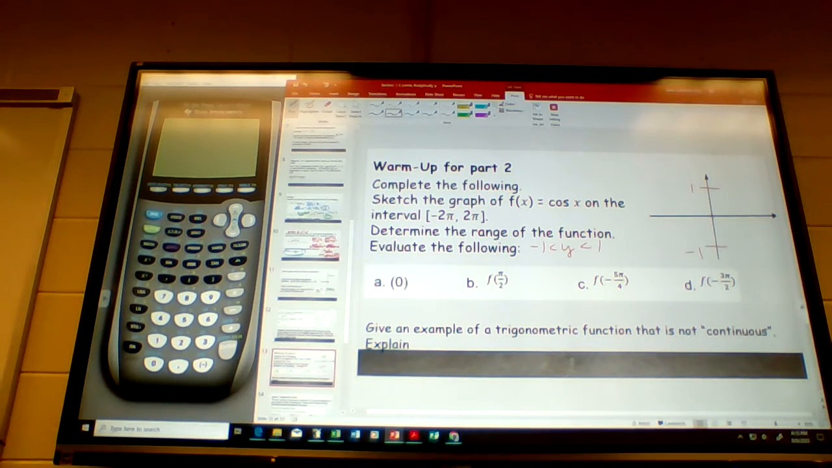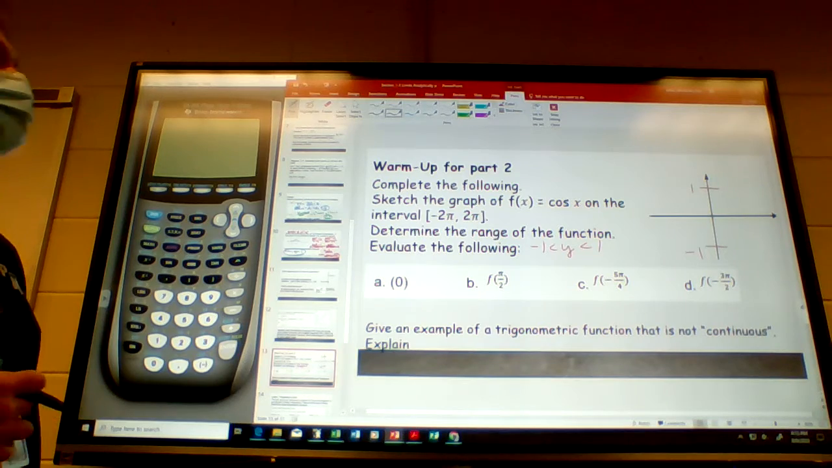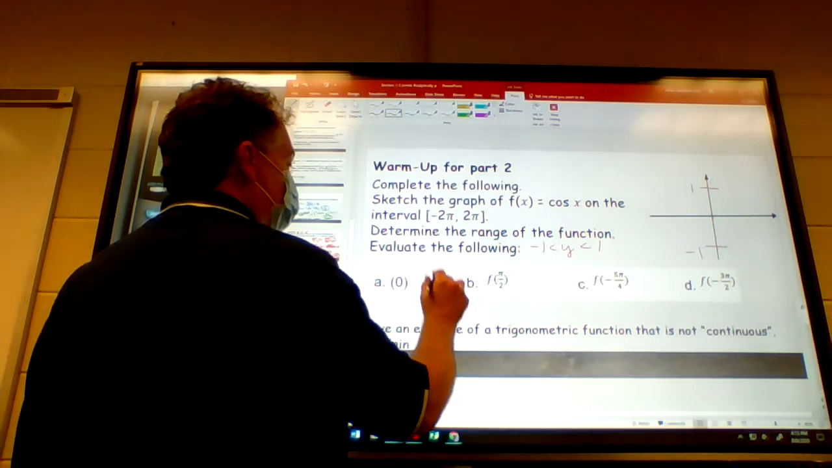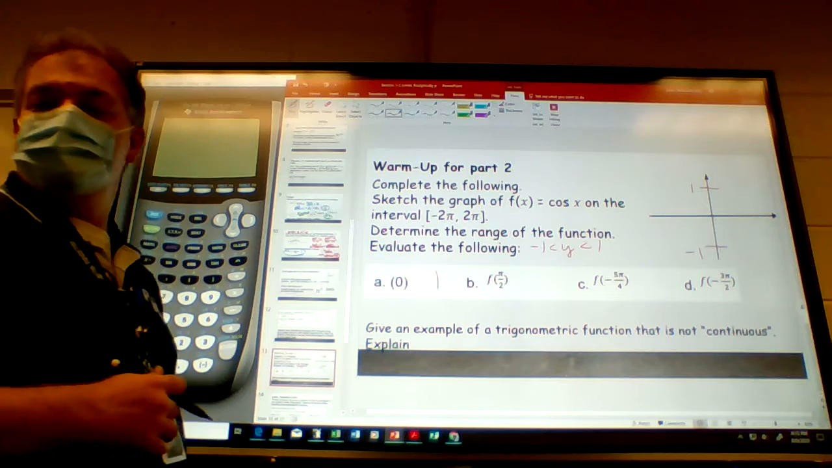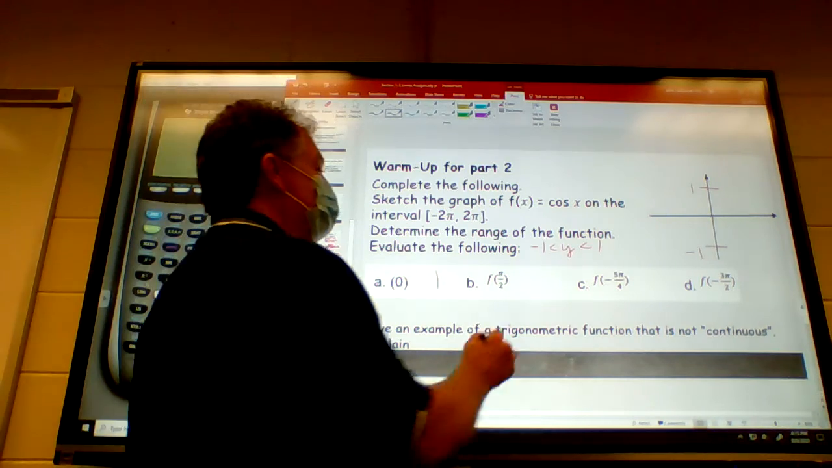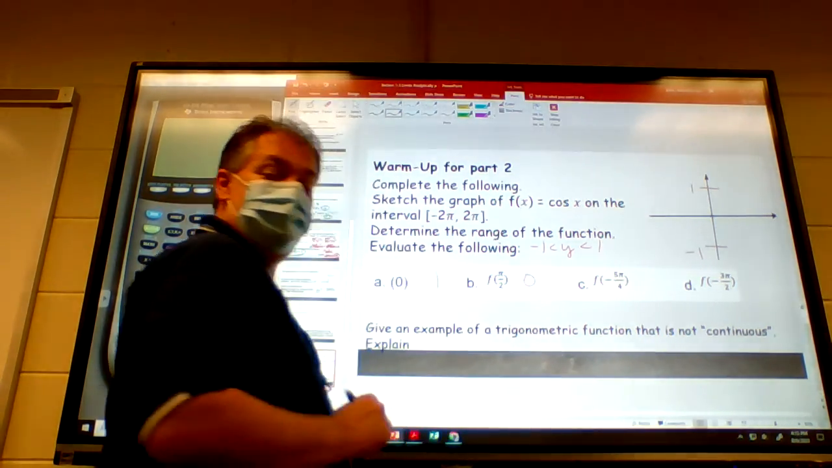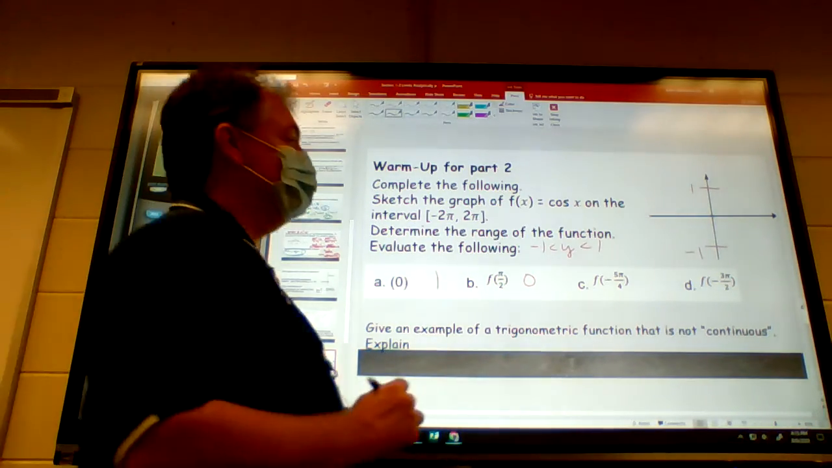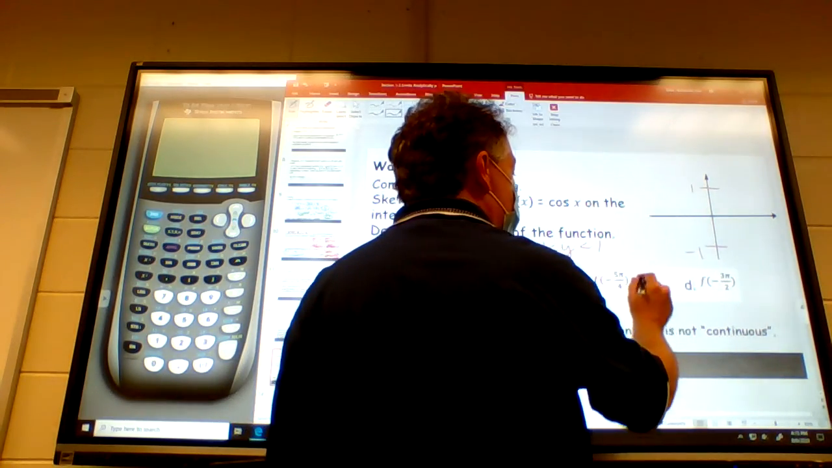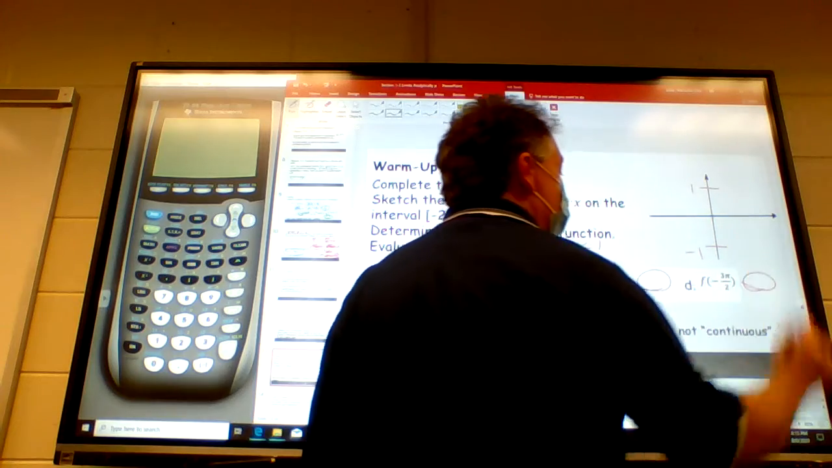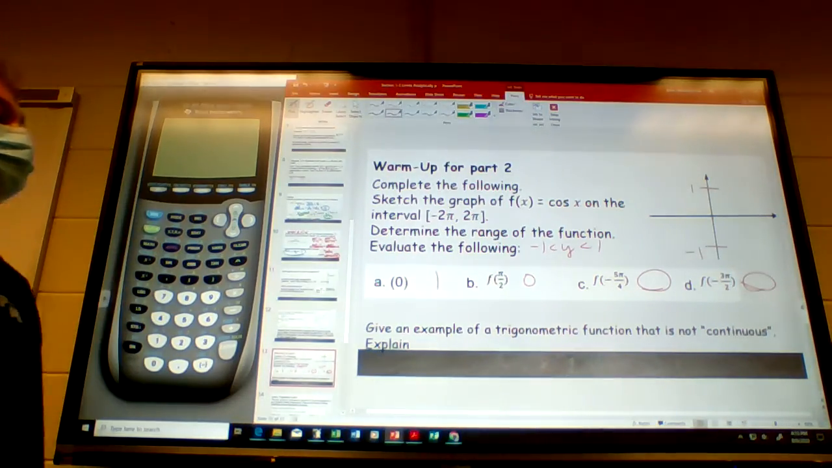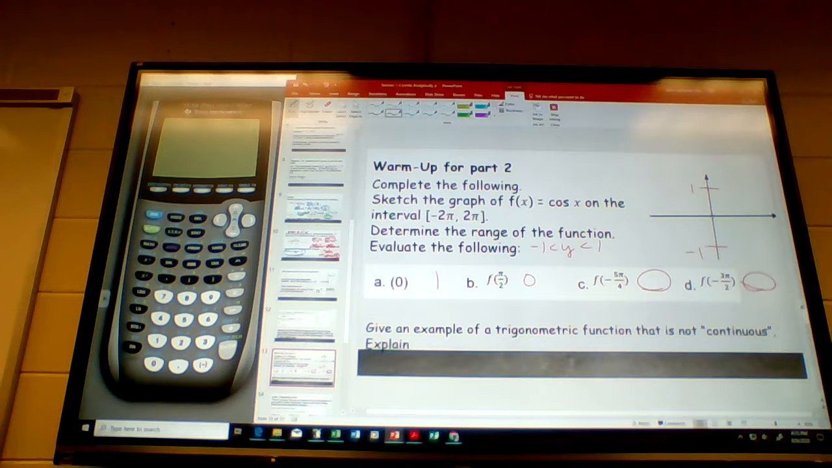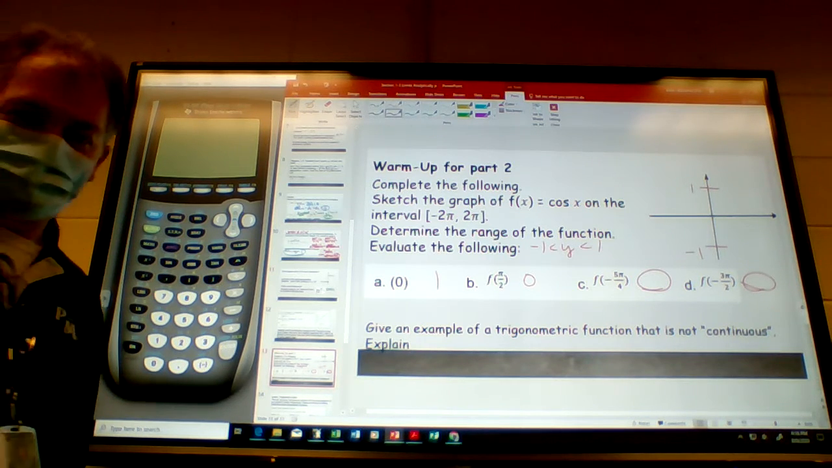Okay. Now, cosine of 0, as you know from pre-calculus, is 1. When the function is at pi over 2, it's at 0. When it's at -5 pi over 4, what's it going to be? You can do that on your own. You can type it in on your calculator. And the same thing with -3 pi over 2. I'll let you do that. Now, you will notice that each of those is an example of a continuous function. It just goes up and down and up and down.